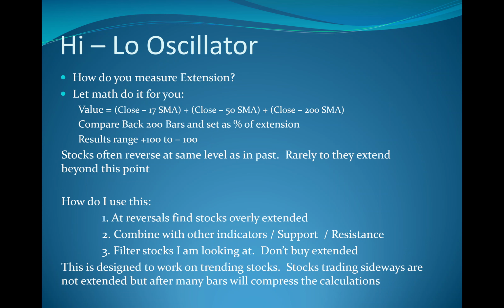How do I use this? I might find stocks that are overly extended. I'll combine it with support and resistance, and it allows me to filter stocks. I don't want to buy extended up or short extended down stocks. Or I don't want to short extended down. I don't want to buy extended up. It's designed to work on trending stocks. Stocks trading sideways are not extended, but because they compress their trading range, the high-low jump just doesn't work. It becomes confabulated. But you have to look first. You have to see a stock that's trending to even worry about whether it is extended.